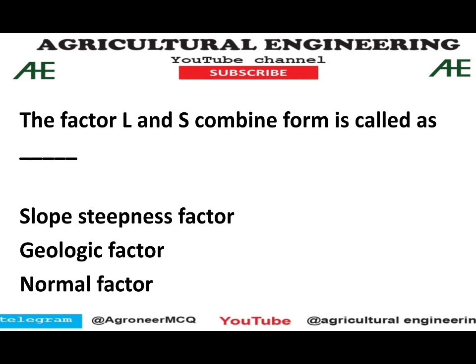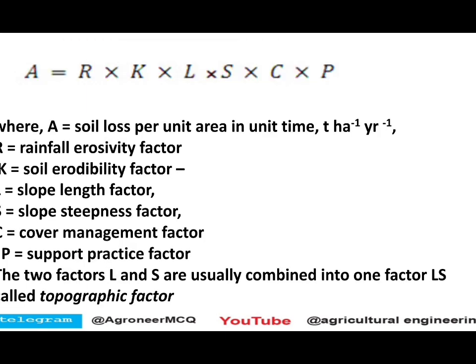The factors L and S in combination form is called the topographic factor. So the equation is A = R × K × L × S × C × P, where A is soil loss per unit area in unit time, tons per hectare per year. Please, I request you, just remember the unit of each element. R is the rainfall erosivity factor, K is the soil erodibility factor, L is the slope length factor, S is the slope steepness factor, C is the cover management factor, and P is the support practice factor. The two factors L and S are usually combined into one factor LS called the topographic factor.